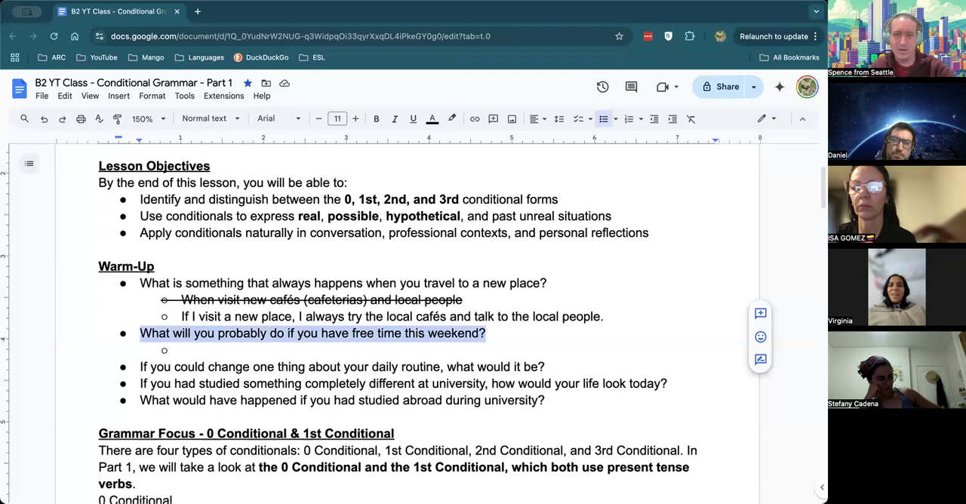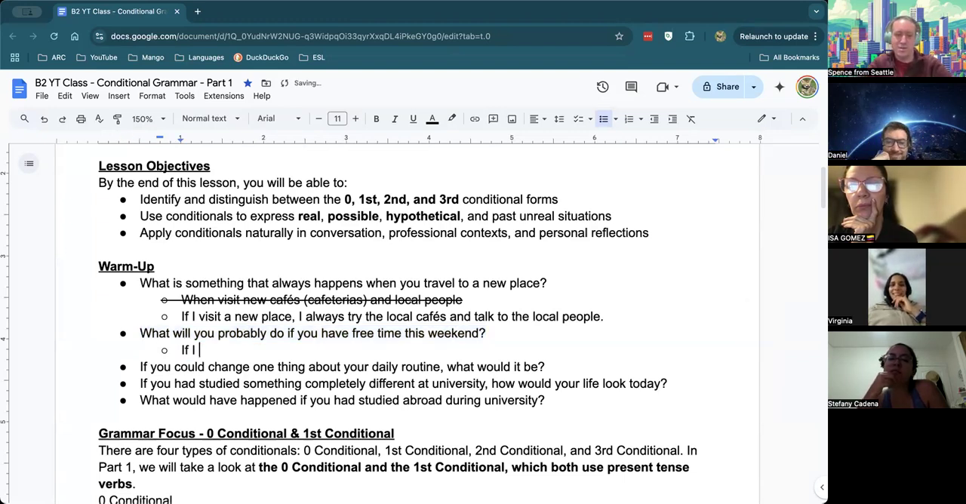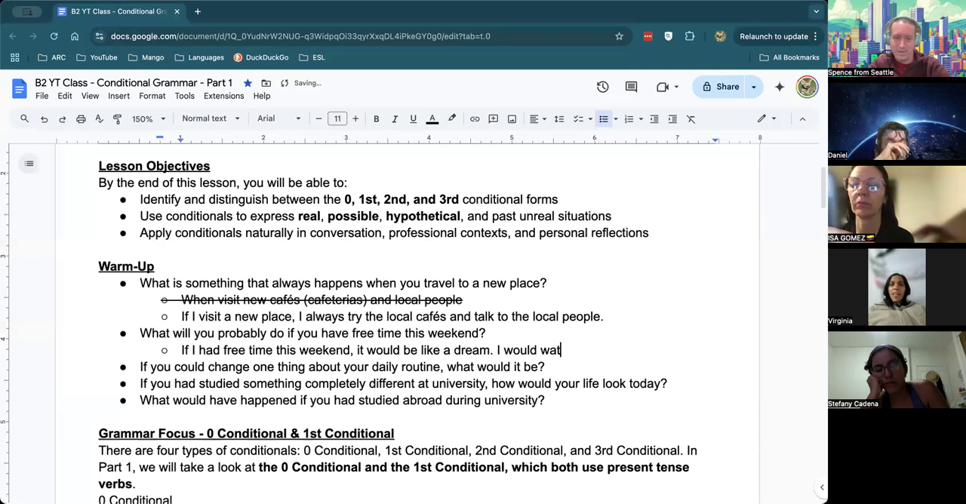It says, "What will you probably do if you have free time this weekend?" How will I feel? Yeah, if you want to answer for us, Virginia. Yes, it will be like a dream. If I take advantage to read, it is my favorite hobby, and maybe watch some movies too. And you said that you would watch movies. Yes, and read a book. It's my hobby. Oh, okay, cool, awesome.